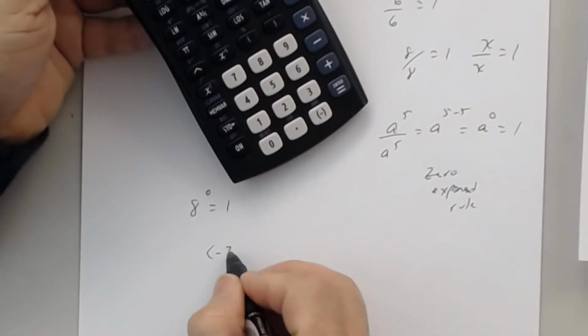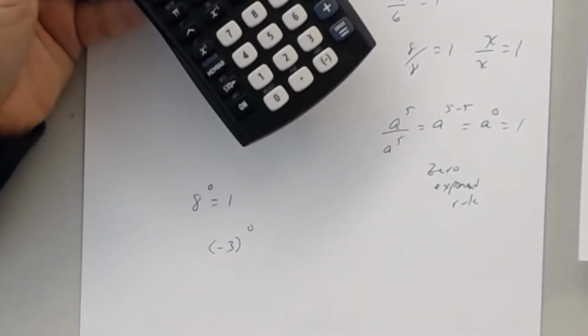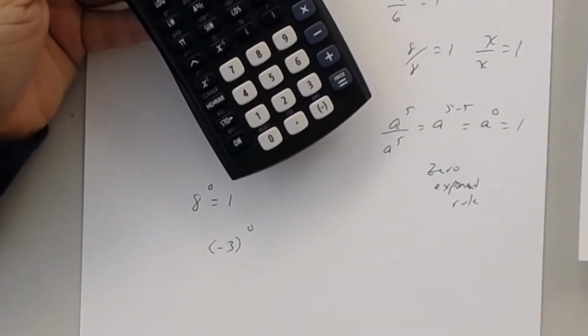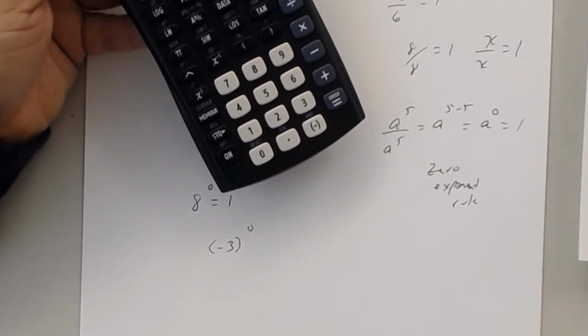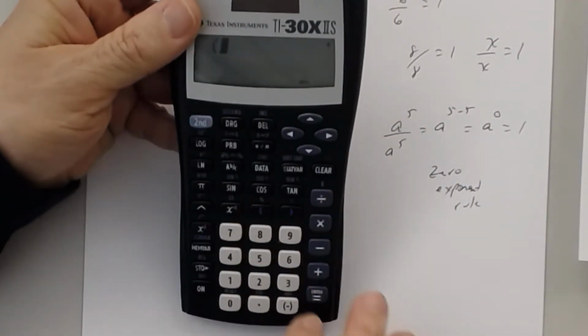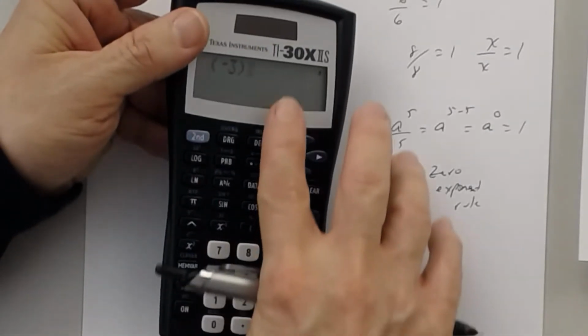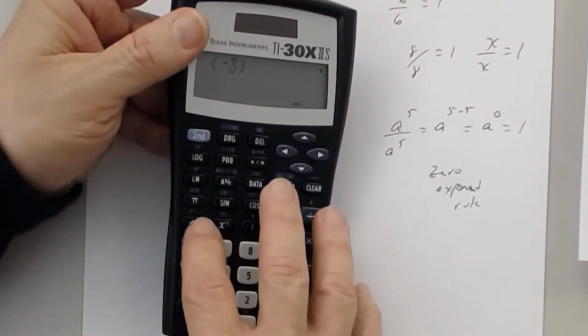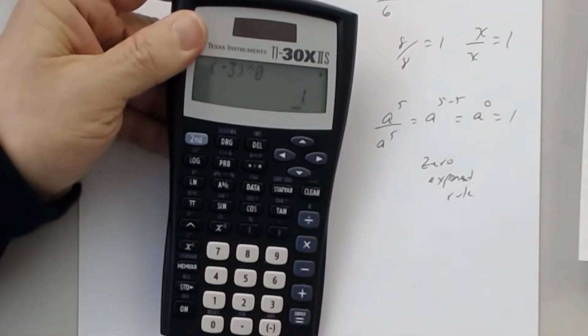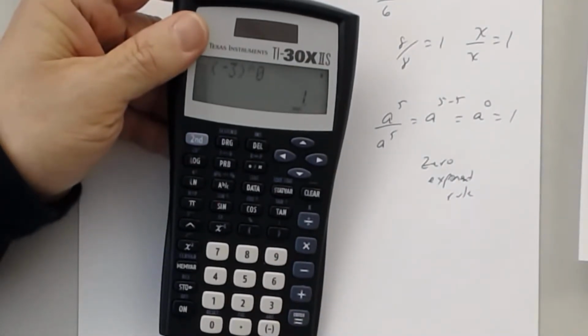So for example, negative 3 to the 0 power. Now notice I put negative 3 in parentheses now. That's your base. Your base is negative 3 here. So parentheses, negative 3, close parentheses, and I'm raising it to the 0 power. And notice when I do that, I still get what? 1.